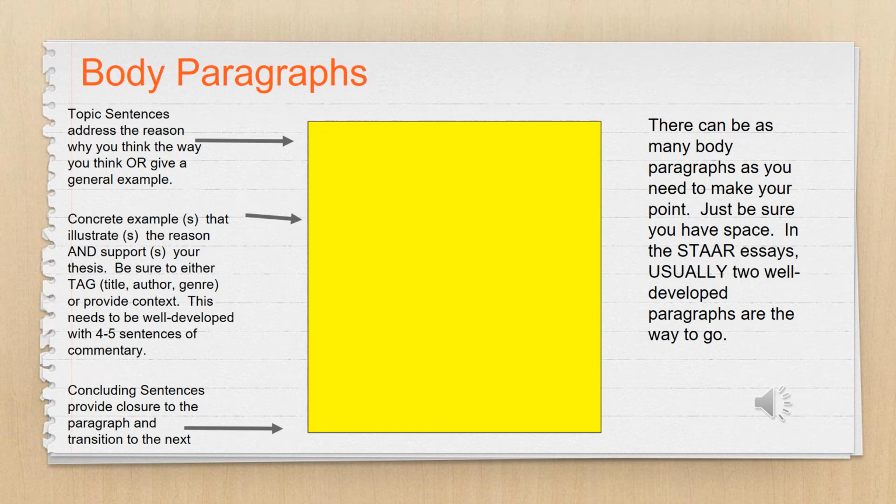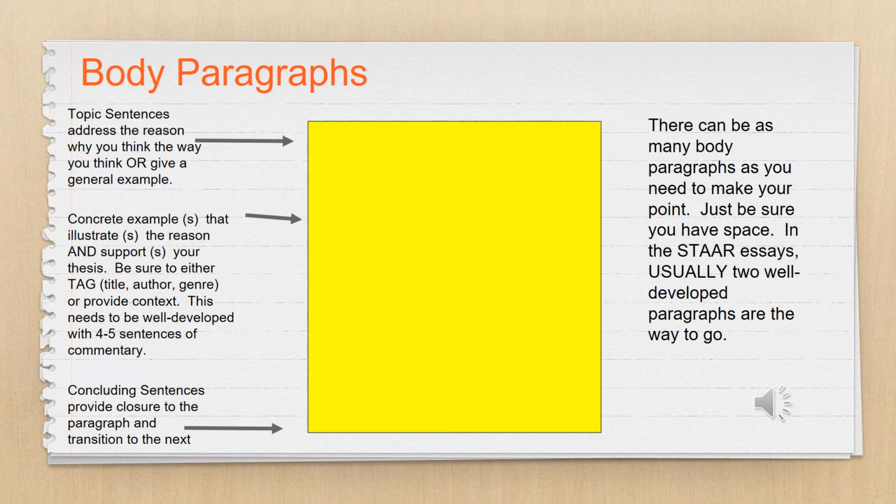The next part of the expository essay is the body paragraphs. The body paragraph's job is to support the thesis statement. Generally, body paragraphs begin with a topic sentence. The purpose of the topic sentence is to give the first reason why you think the way you think. You can also give some sort of general example to prepare your reader for the concrete example that you're going to use in the body paragraph.